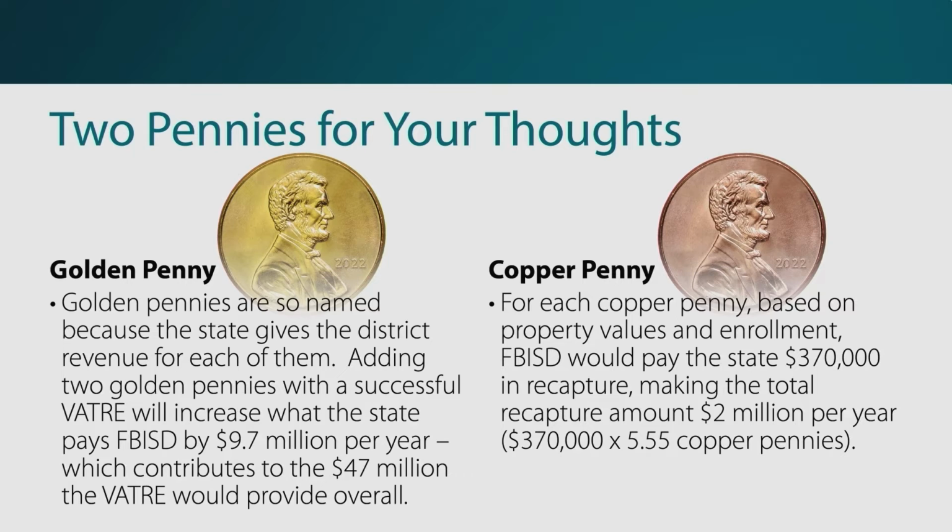Now, the other side of it is the copper pennies. So we would be adding 5.5 copper pennies. Now those copper pennies, they are actually subject to recapture. So what is recapture? Recapture goes back to the Robin Hood concepts from the late 70s, early 80s, where if you have districts with higher property values, the state wants to be able to divert some of those funds to the districts with lower property values. And so in our case, we haven't paid recapture before, but we would only be paying recapture on these 5.5 pennies. And so that equates to about $2 million a year.